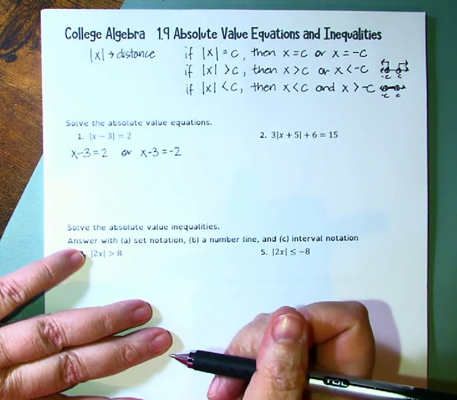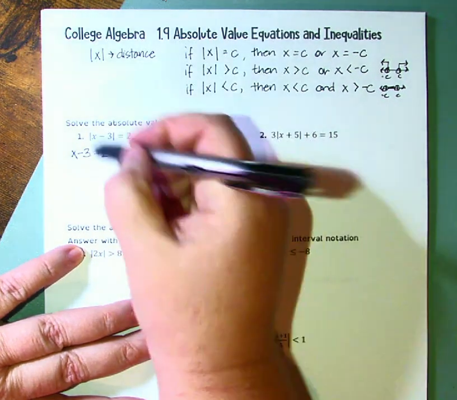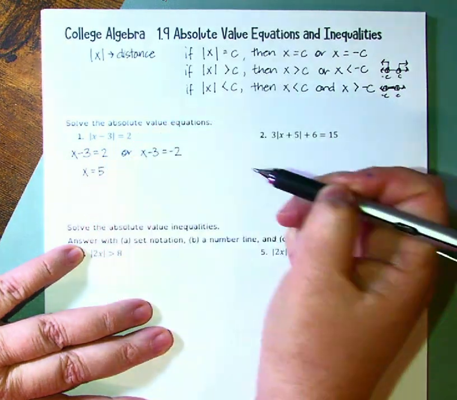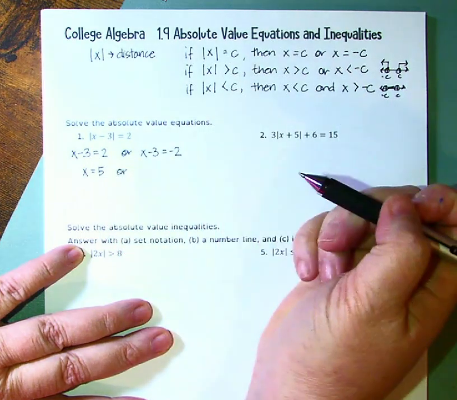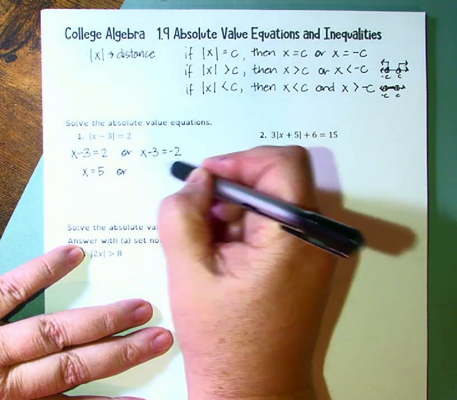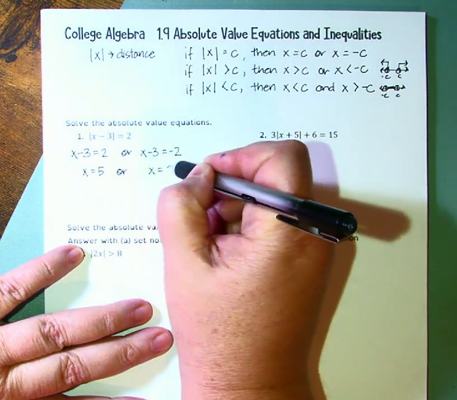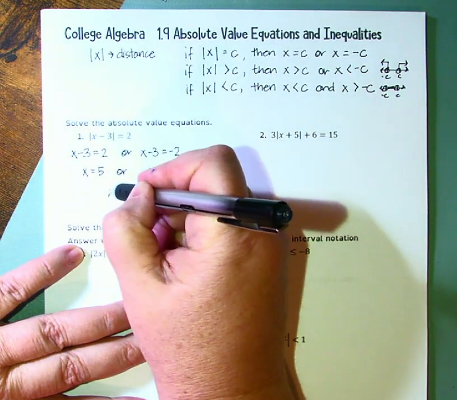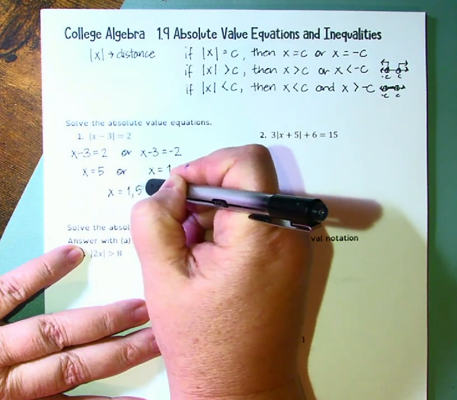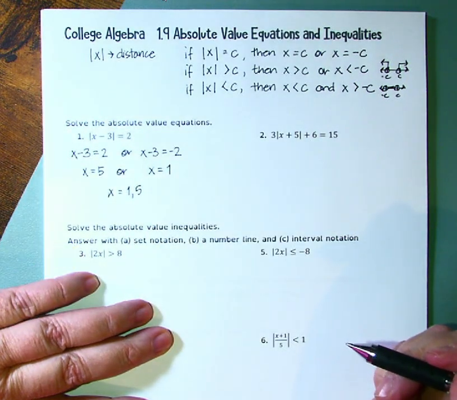This gives us 2 mini problems to solve, each of them very similar. I'm going to add 3 to both sides, so my x could be 5. Or, since I have to consider the opposite value, I can add 3 to the negative 2, and it could be that x is equal to 1. So my x values here are 1 or 5. There are 2 possible solutions.